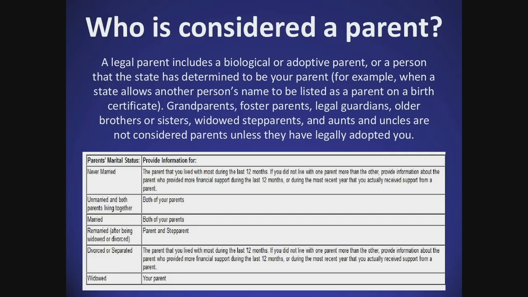Who is considered a parent? A legal parent includes a biological or adoptive parent or a person that the state has determined to be your parent. For example, when a state allows another person's name to be listed as a parent on a birth certificate. Grandparents, foster parents, legal guardians, older brothers or sisters, widowed step-parents, and aunts and uncles are not considered parents unless they have legally adopted you. Below is a chart with the parent's marital situation and the information that needs to be provided.